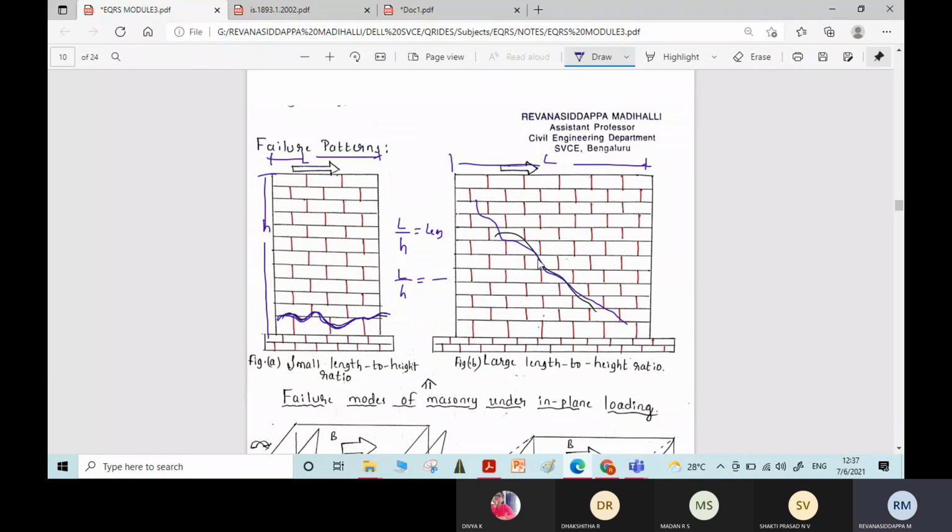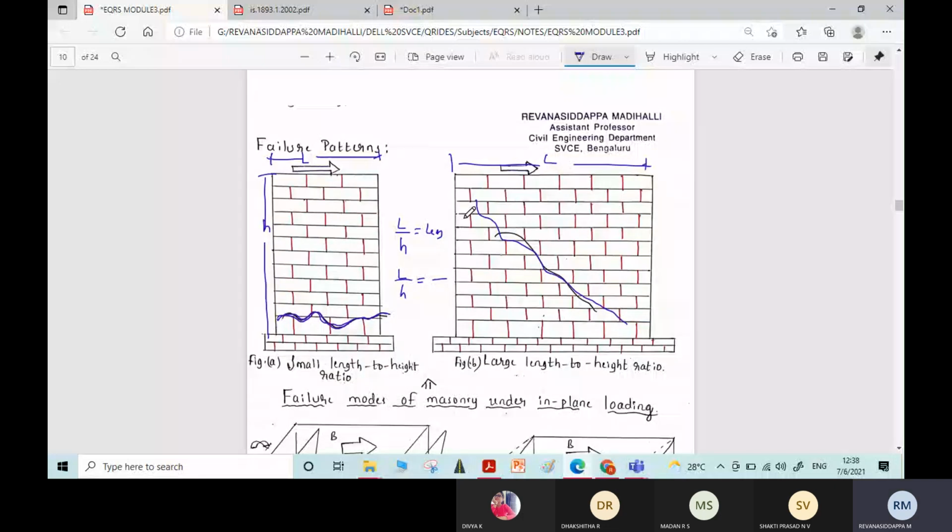This is the actual, or expected, failure pattern of the wall. It should fail with diagonal cracks. Therefore, the proper length to height ratio should be maintained with proper thickness of the wall.